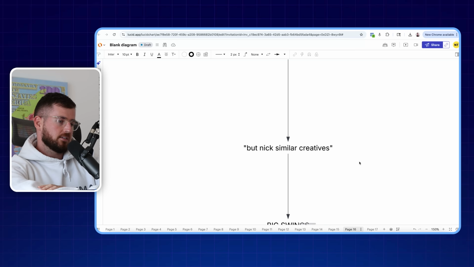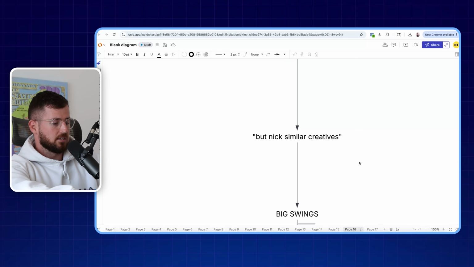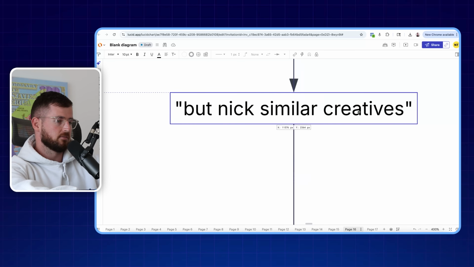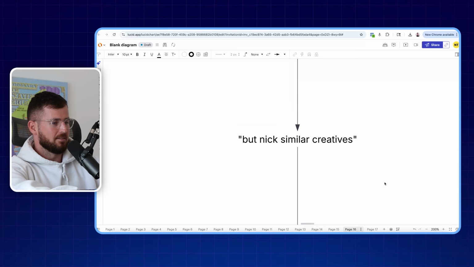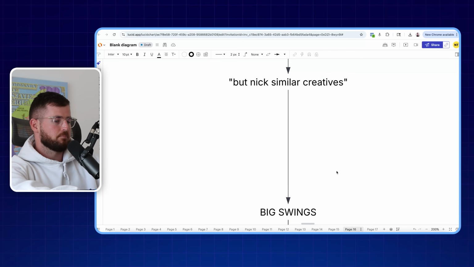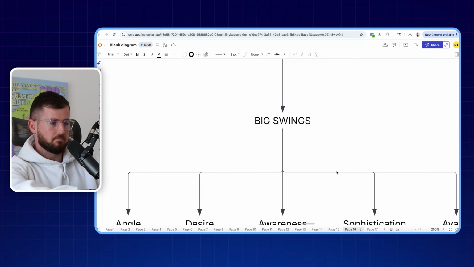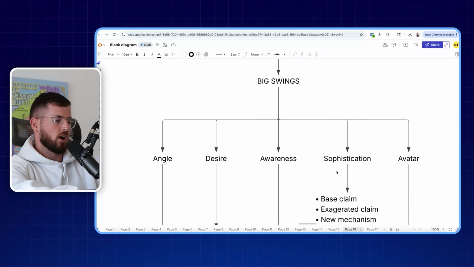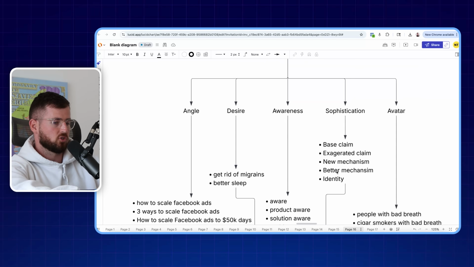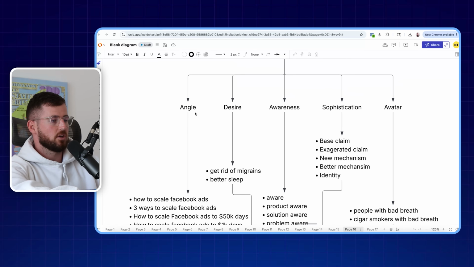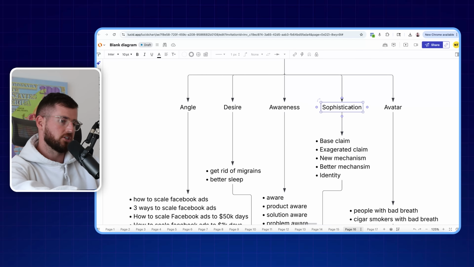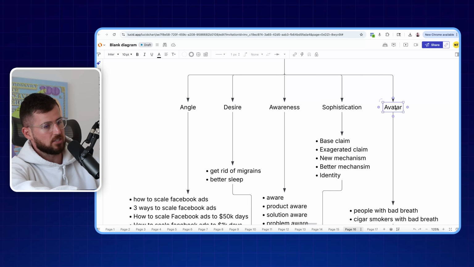Now, a couple other things here to address. But Nick, similar creatives. I don't even know why I put this comment right here. But the big thing with Andromeda is taking bigger swings. So for Andromeda here, there's a couple different swings we can take. We can change the angle, we can change the desire, we can change the awareness, we can change the sophistication stage, we can change the avatar.